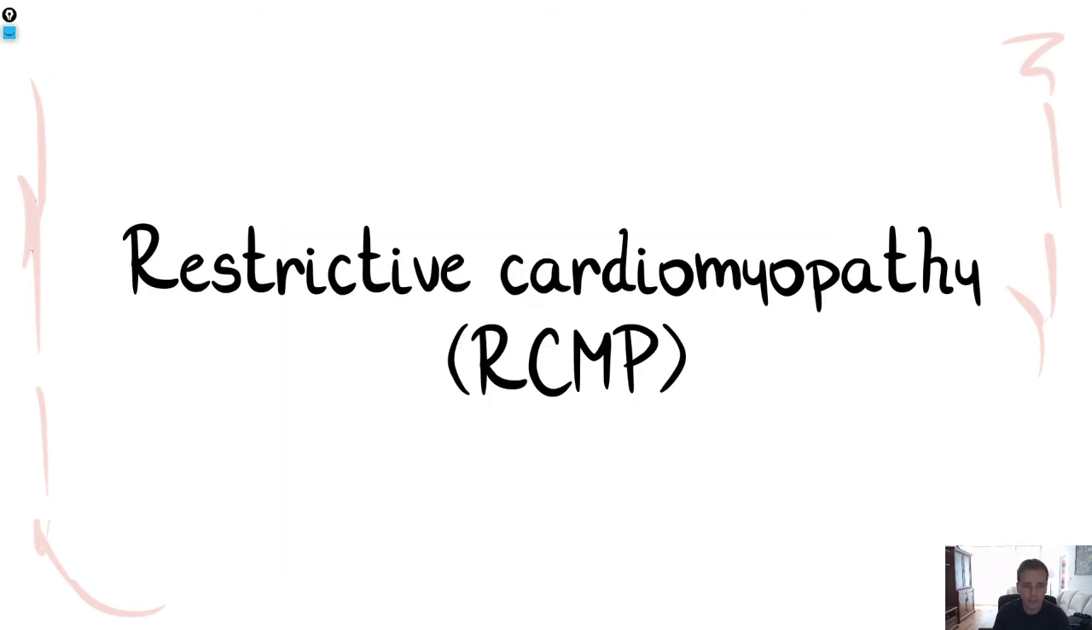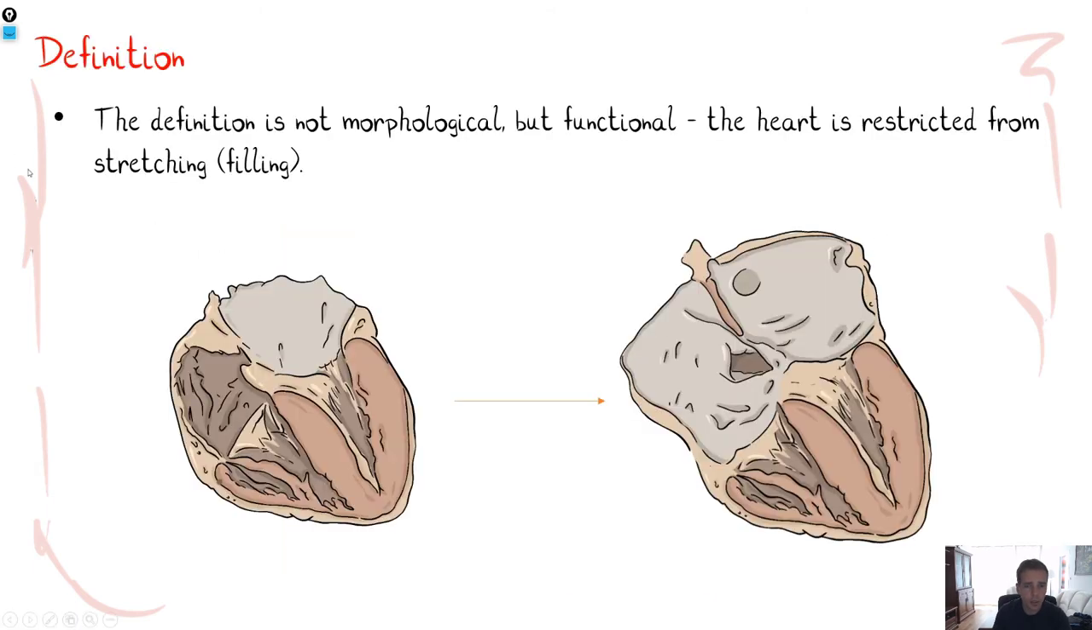Restrictive cardiomyopathy. The definition of a restrictive cardiomyopathy is slightly different, because the definition is not morphological, it's functional. The definition is that the heart is restricted from the filling, from the stretching. Something caused the heart to be more firm and the heart cannot fill. So the definition is functional, not morphological.